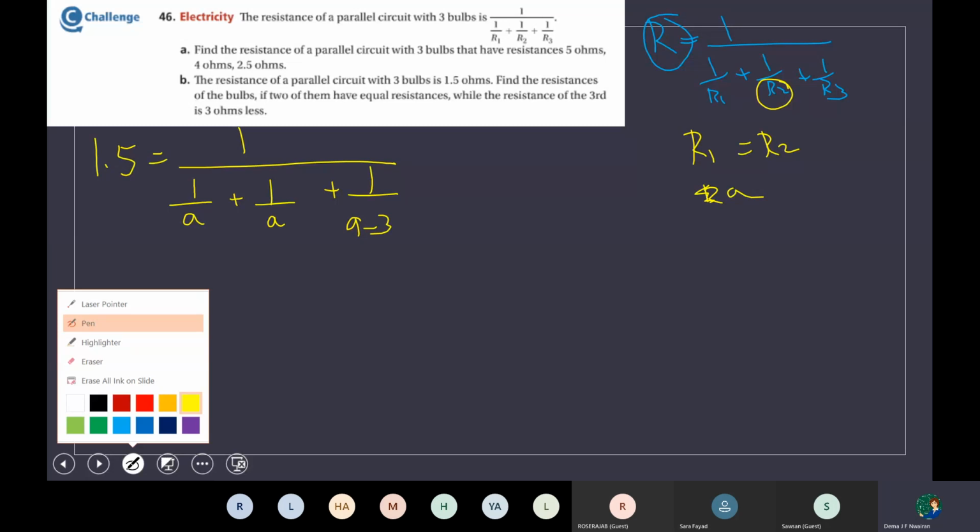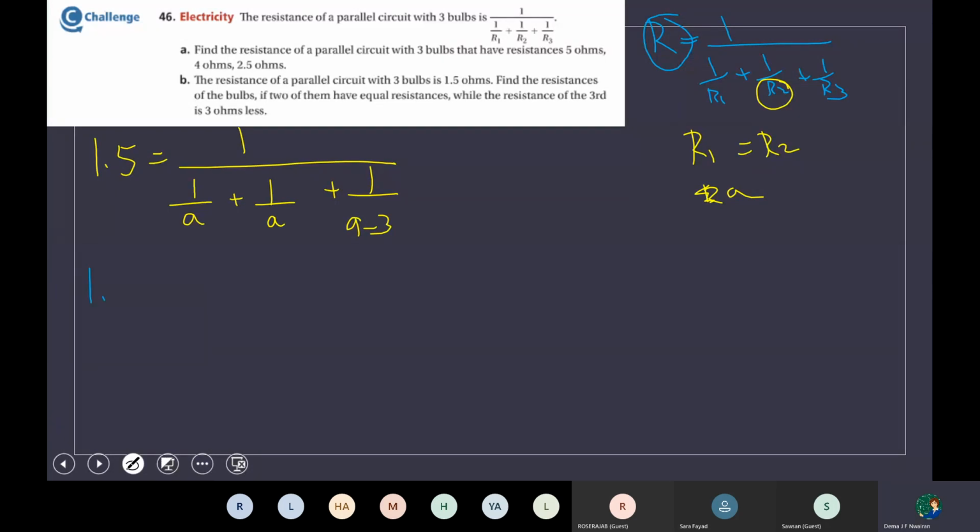Now, if you look here, it will be 1.5 equal 1 over. Here we have, for the first 2 fractions, the same denominator, which is A. So I will add them to be 2 over A plus 1 over A minus 3. Now, here we have 2 denominators. They are not the same.